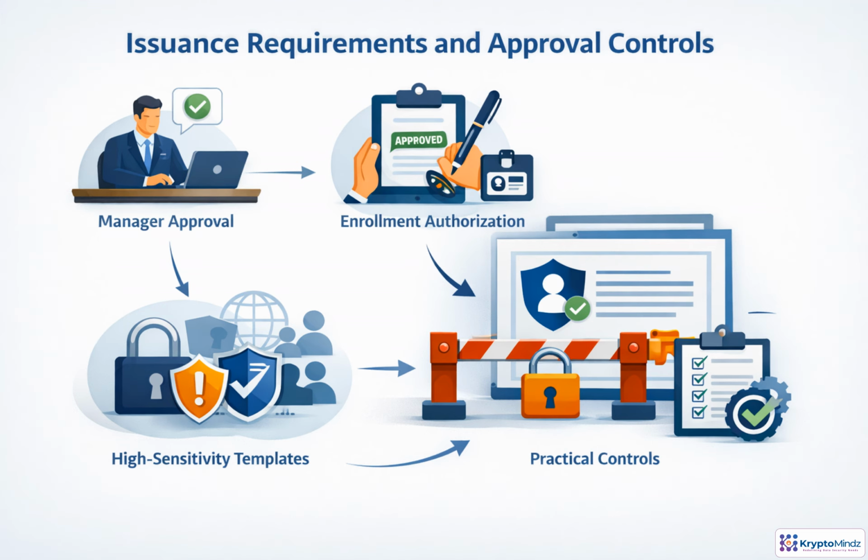Issuance requirements are your last line of defense before a certificate is created. The request is submitted, then someone reviews the identity and the business justification. A manager or designated approver validates that the request is legitimate and appropriate. Only then does the CA issue the certificate and record the decision for audit. Use these approvals on high-risk templates and design the process to be practical so people actually follow it.